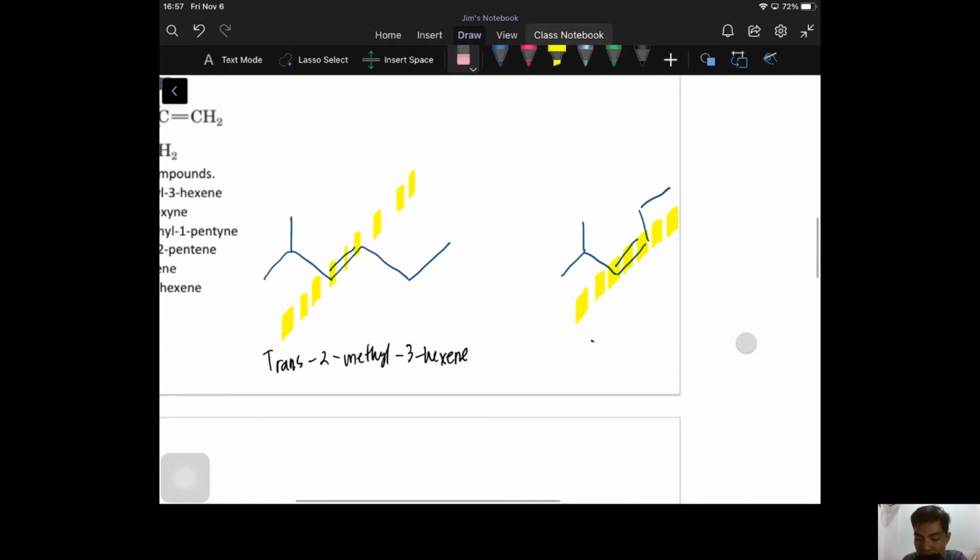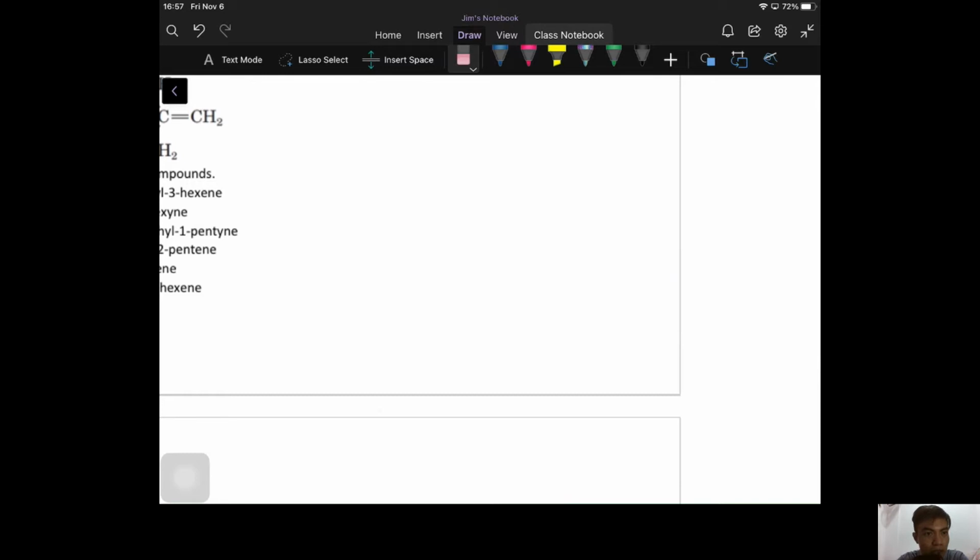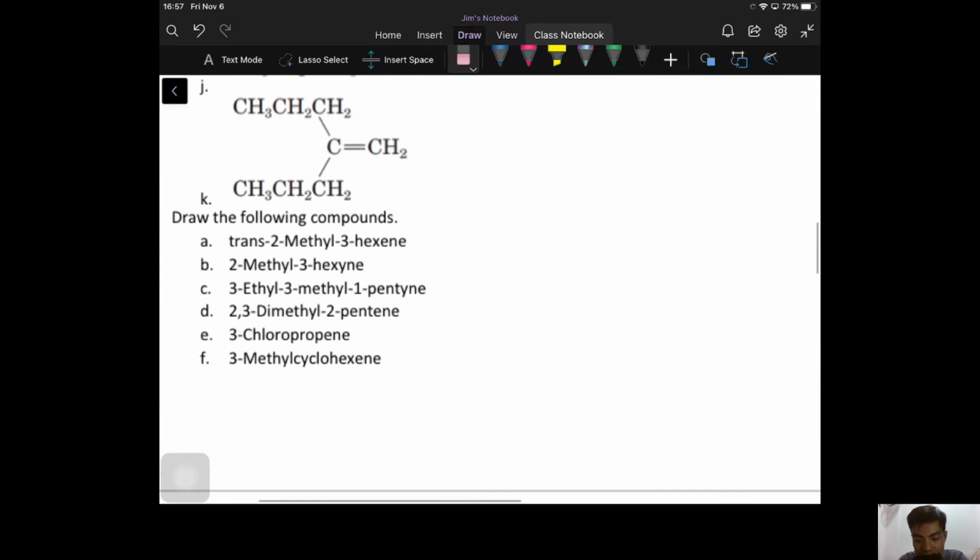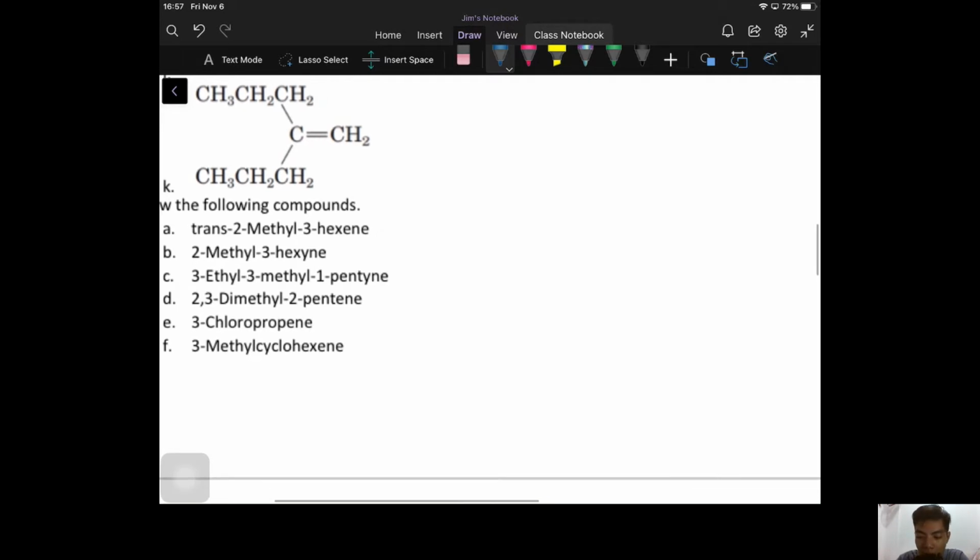Alkyne naman tayo. Same lang naman kasi ng rules, no? So, alkynes, practice. Let's try number 2. 2-methyl 3-hexyne. Okay, so may hexyne tayo, 6 na carbons, tapos may triple bond, no? So, paano natin i-draw yon sa line angle formula?